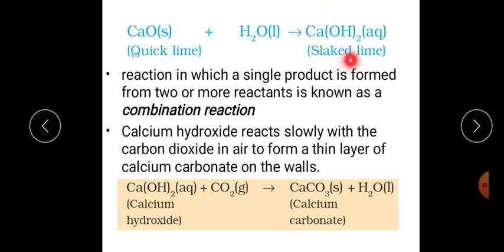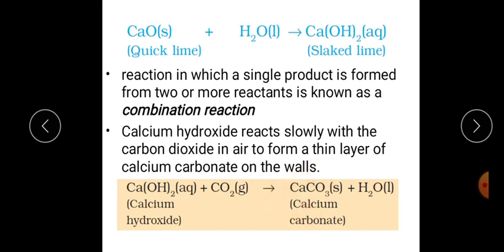So this slaked lime, calcium hydroxide, is generally used for whitewashing the walls of our home. When it slowly reacts with carbon dioxide, because we know that in the atmosphere carbon dioxide is present. So when we paint slaked lime on the walls of our home, this calcium hydroxide in aqueous form will react with the CO2 to form calcium carbonate, CaCO3, in a solid form.